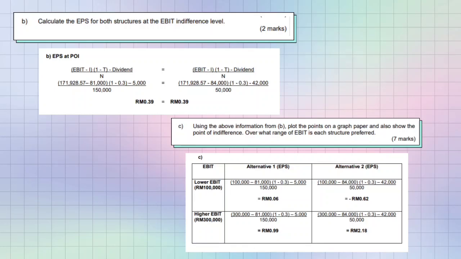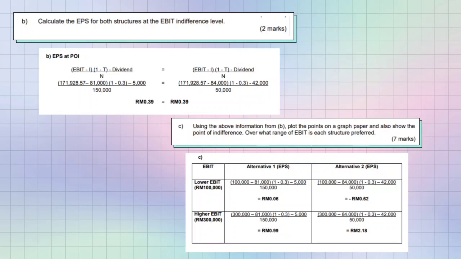So we have computed the EBIT in the previous question. At this point of EBIT, both alternative 1 and 2 will give the same EPS. To prove this, let's substitute the EBIT in the formula. As a result, we get the same EPS for both alternative 1 and 2, which is 0.39.